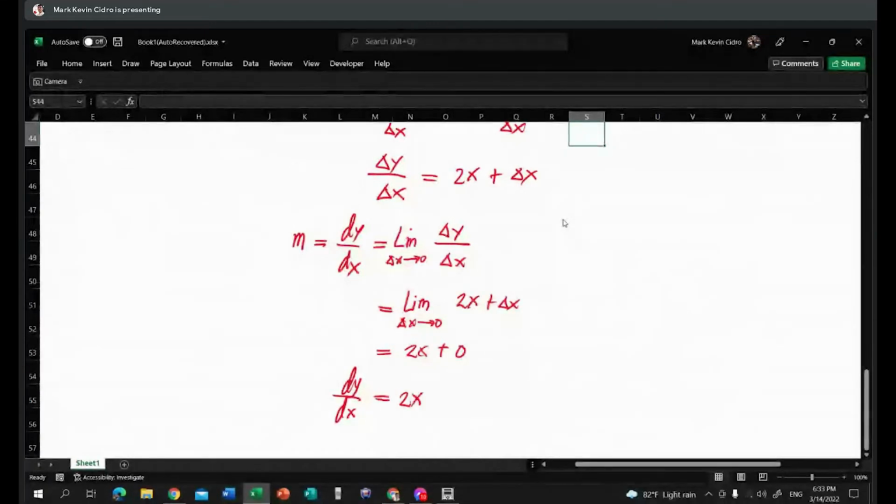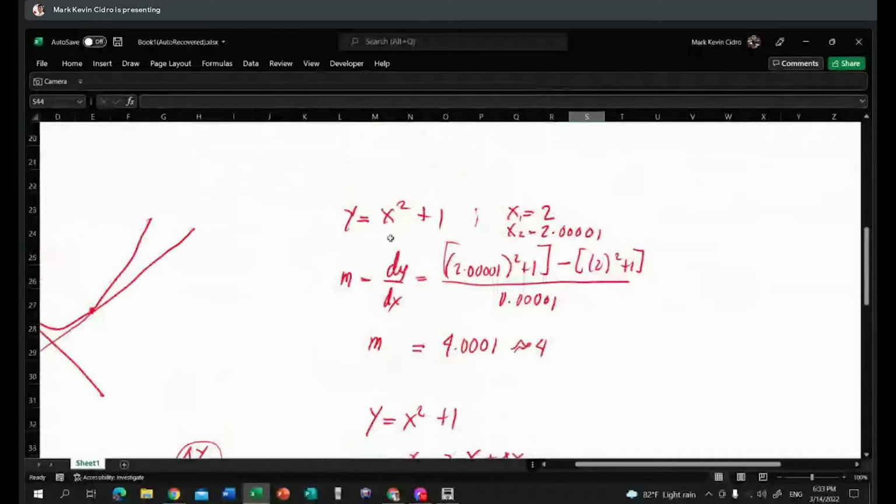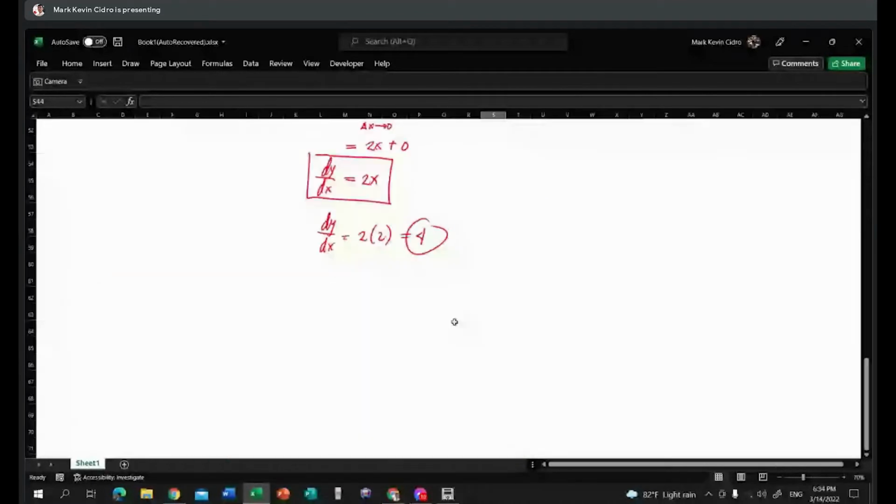Okay? This is your answer. I mean, this is the final answer. This is the equation that defines the dy over dx all throughout the curve. But since the question there is to solve for the slope, or the m, or the dy over dx when x is 2, you just need to substitute the value of x here. When x is 2, your dy over dx will therefore be 2 times 2. So this is equal to 4.